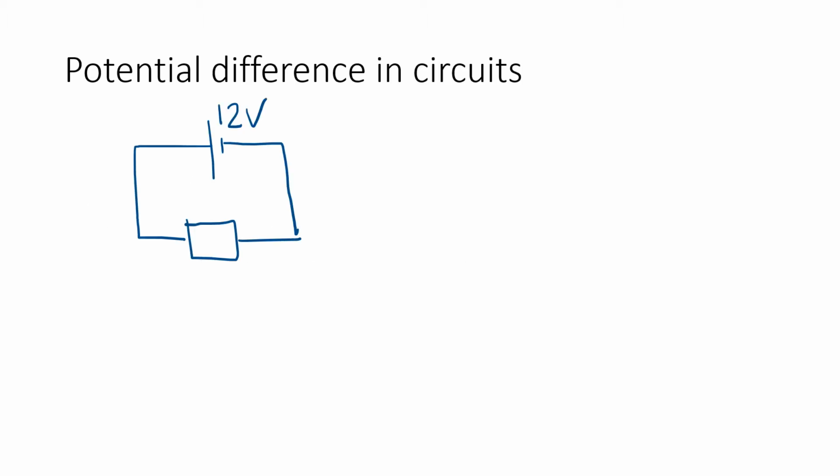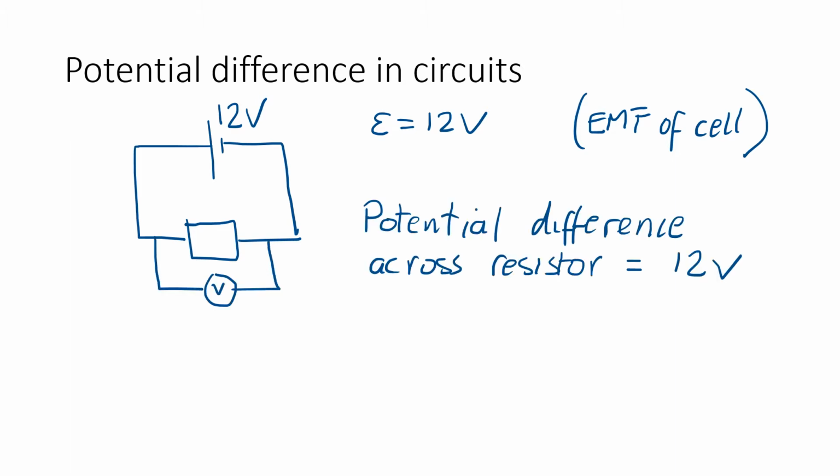Potential difference in circuits. What would be the potential difference across a resistor? We will assume that the cell has negligible internal resistance, and we can say that the cell has an EMF of 12 volts, and that 12 volts is applied across the circuit. We can then say the potential difference across our resistor is 12 volts.